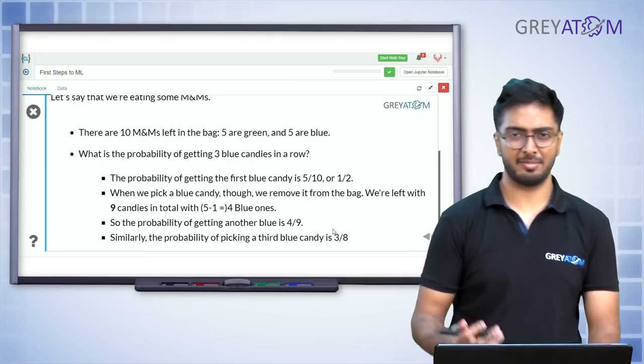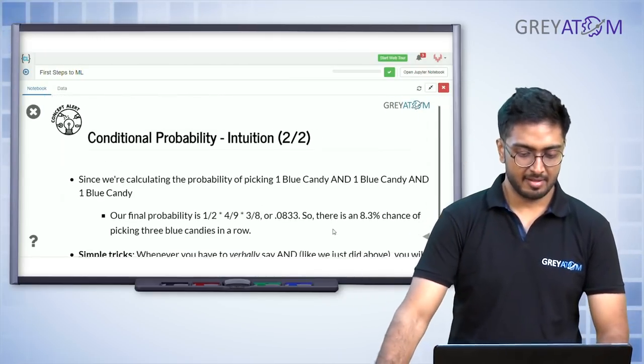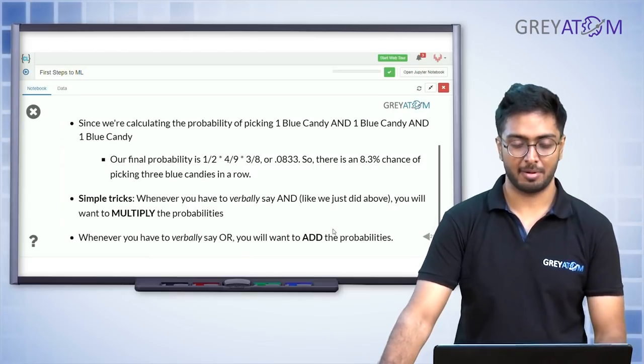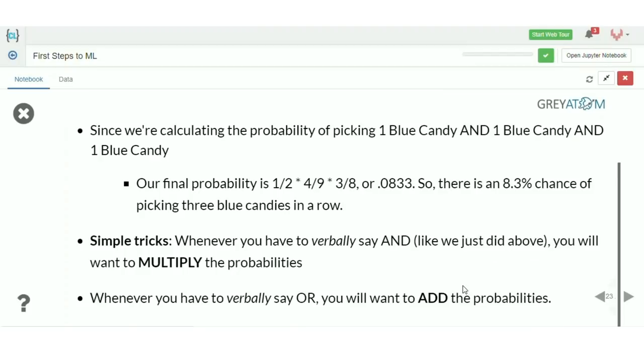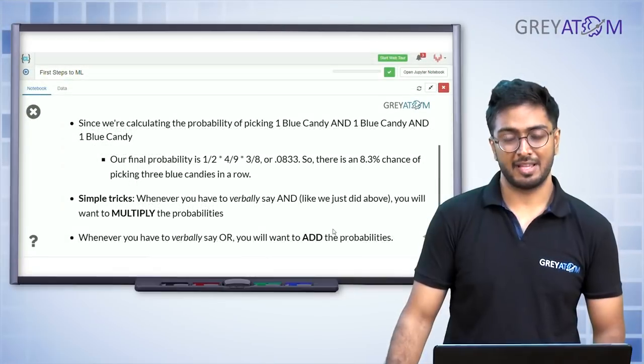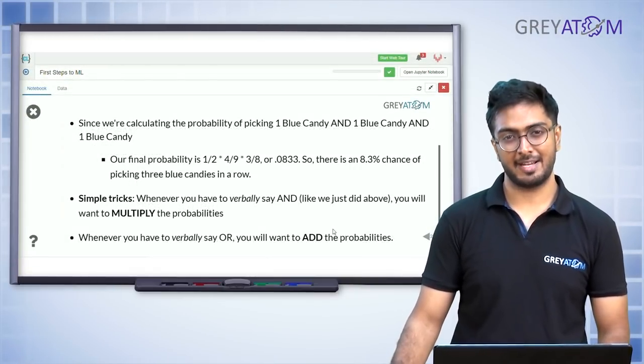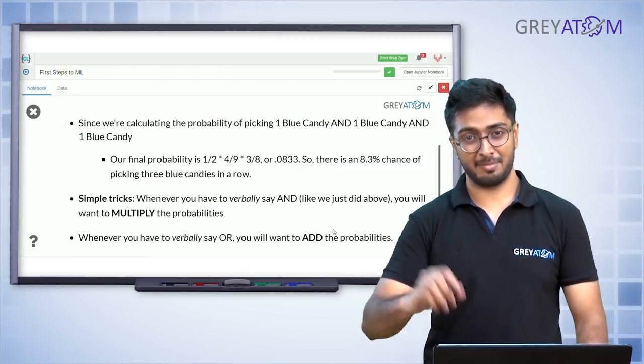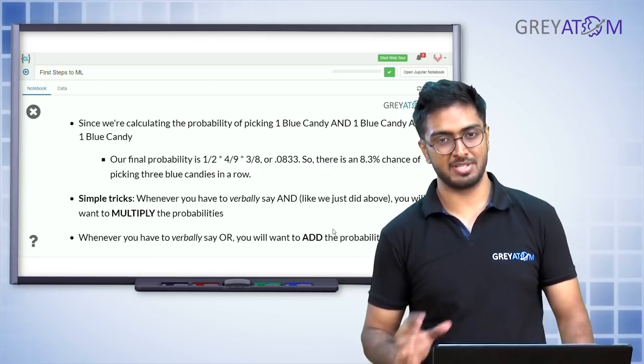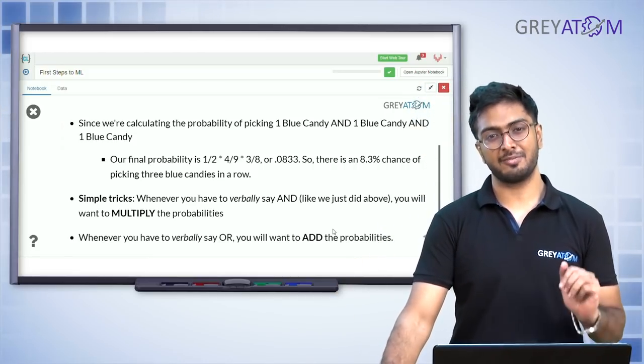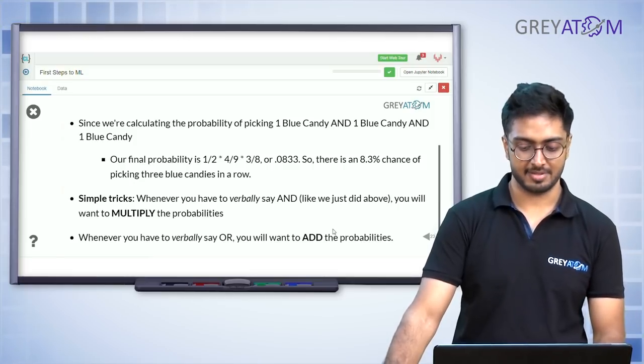So that's pretty clear. From this example, it's not very tough to understand this concept. Now let's see what we are talking about when we say conditional probability. Since we are calculating the probability of picking one blue candy and one blue candy and one blue candy, our final probability is 5 by 10 into 4 by 9 into 3 by 8, which comes out to be 8.3%. So if you pick 3 candies randomly from this jar of 10 candies, the probability that all 3 of them would be consecutively blue is 8.3%.